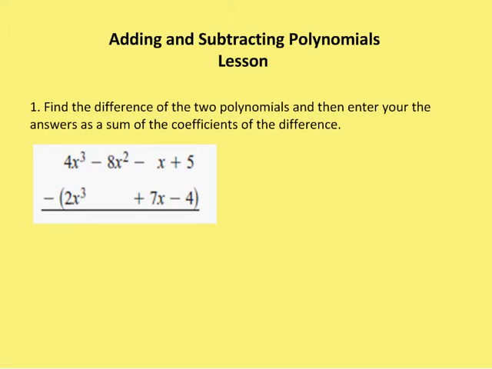In this edition of Aughton Math, we're going to talk about and do some problems involving adding and subtracting polynomials. In the first problem, we're asked to find the difference of the two polynomials, and then we're going to enter our answers as a sum of the coefficients of the difference. The reason I do this is I have a device that the students enter their answers into, and this is the way that I collect their data. But otherwise, we'll just go through a couple steps.